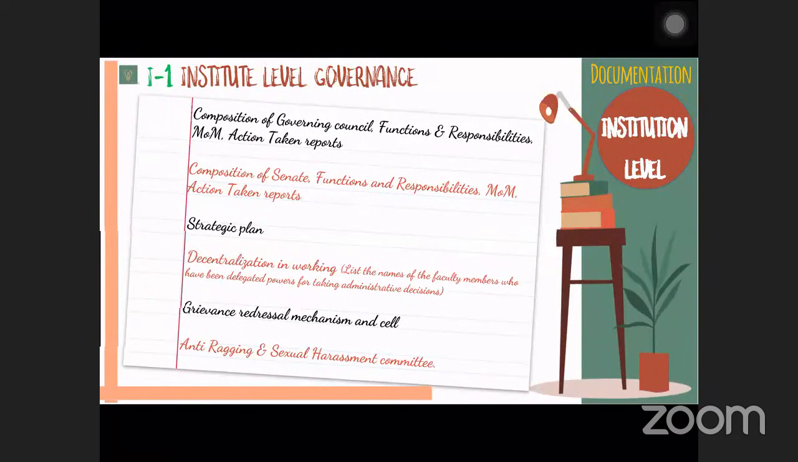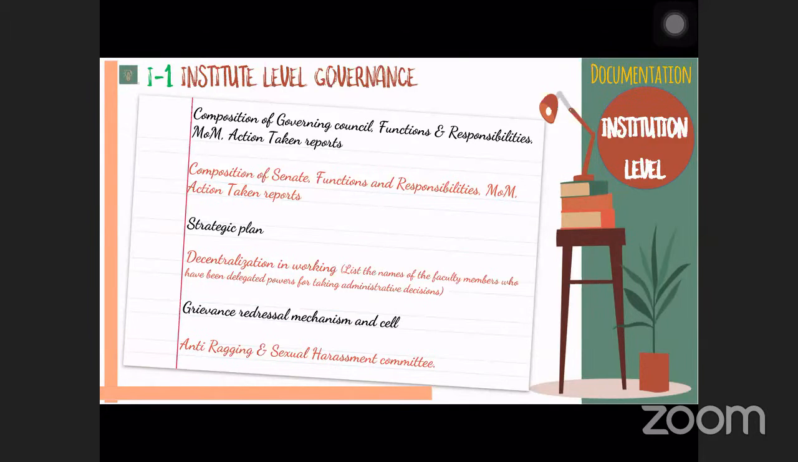What goes in the first file? Something related to institution level governance will go into this file. What will be there in this file? The governing council, its functions, responsibilities, and the minutes of meetings, and the action taken reports out of it. Then composition of the Senate, its functions and responsibilities, minutes of meeting, and the action taken. Then there has to be a strategic plan for the particular institution. So that strategic plan should be available.